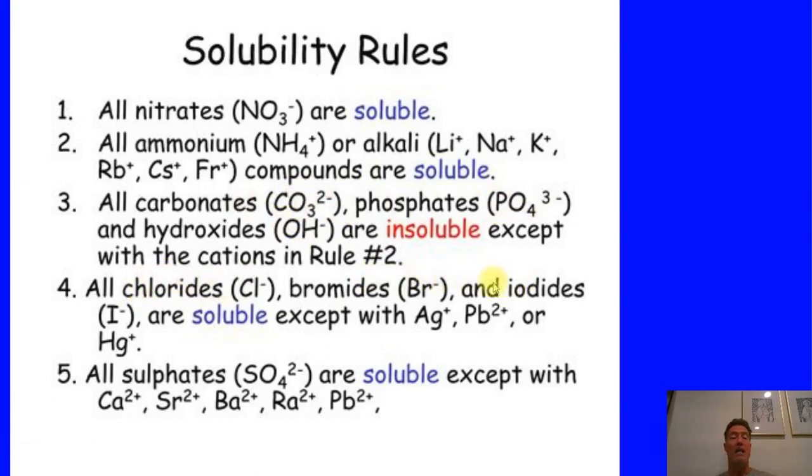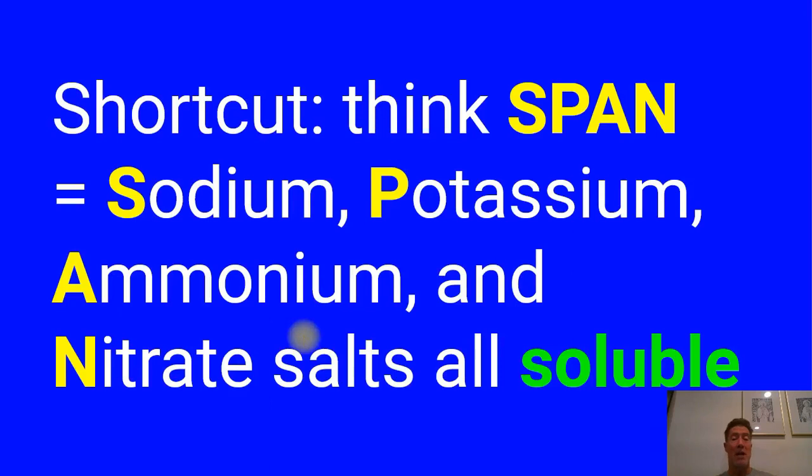Bromides, chlorides, and iodides are generally soluble except when silver, lead, or mercury are around. And sulfates are generally soluble with certain exceptions. So I'll simplify these. Those 5 are worth knowing, but if you want a shortcut, think SPAN. SPAN. All sodium, potassium, and by extension, all group 1 metals, all ammoniums and nitrates are soluble. SPAN: sodium, potassium, ammonium, and nitrate salts. Salts, ionic compounds, are all soluble.